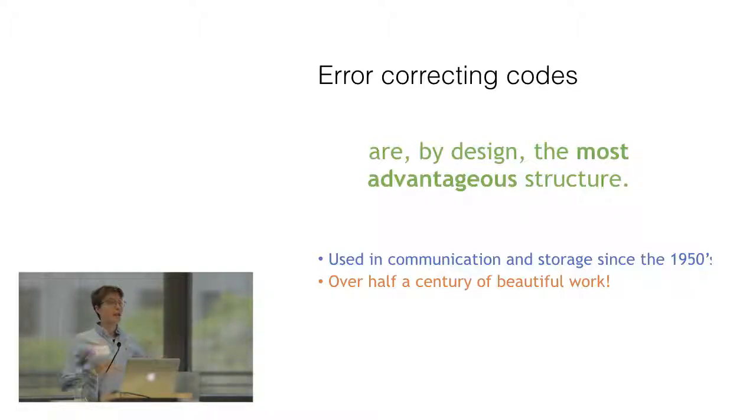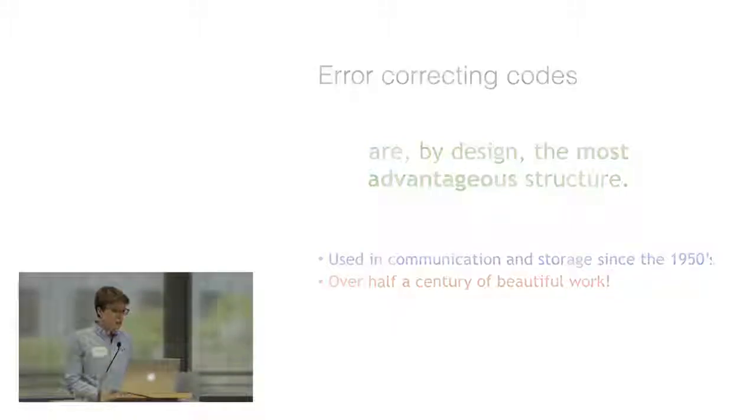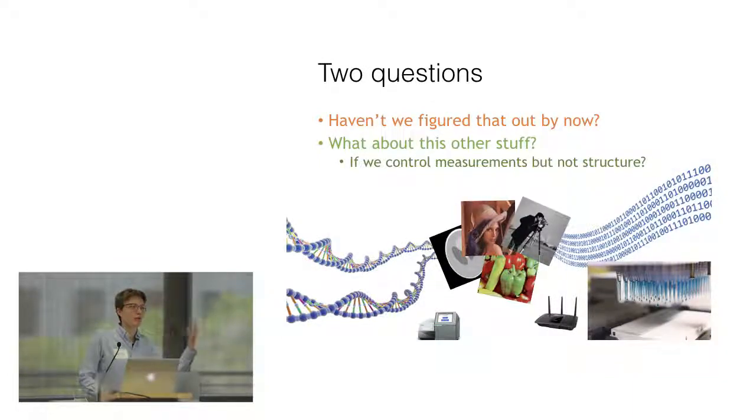So how do I encode communication? How do I encode data to protect it against the unknown and unforeseeable? These have been used in communication and storage since the 1950s, and there's now over half a century of extremely beautiful work trying to understand this. So two questions, as we're looping back to the beginning of the talk. The first question is, haven't we figured that out by now? Spoiler alert, the answer is no.